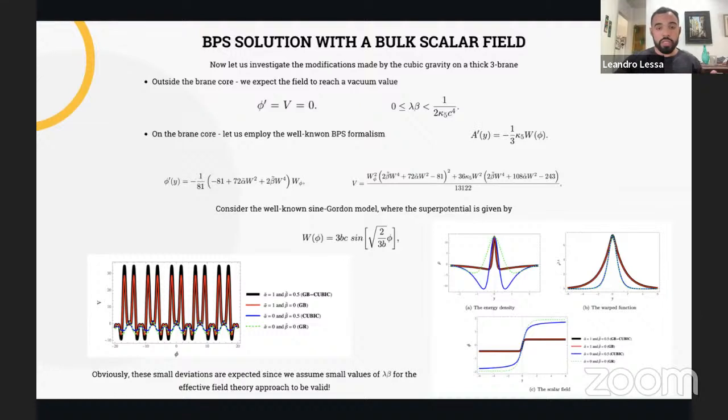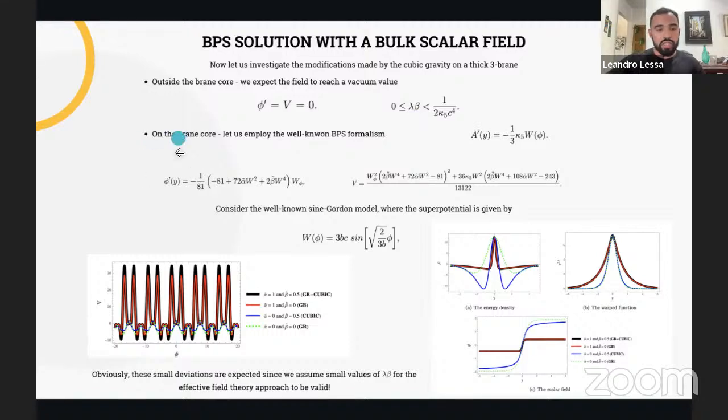So what we do here is study the thick brane now. In this case, we split into different regions. The first one is outside the brane core, where we expect the field to be in the vacuum. So the derivative of the scalar and the potential of the scalar field as well are 0 in this region. If you assume that and replace it in this modified equation of motion, we will obtain again another upper bound for the cubic coupling. Here, it is just a choice, but we don't consider it as a factor of the Gauss-Bonnet term.